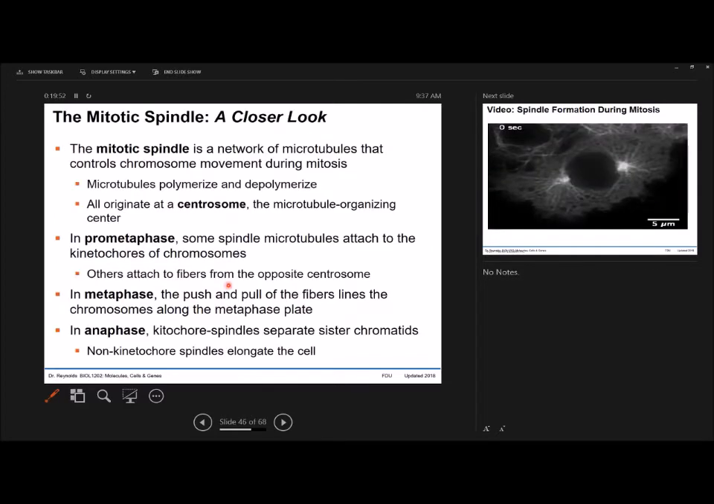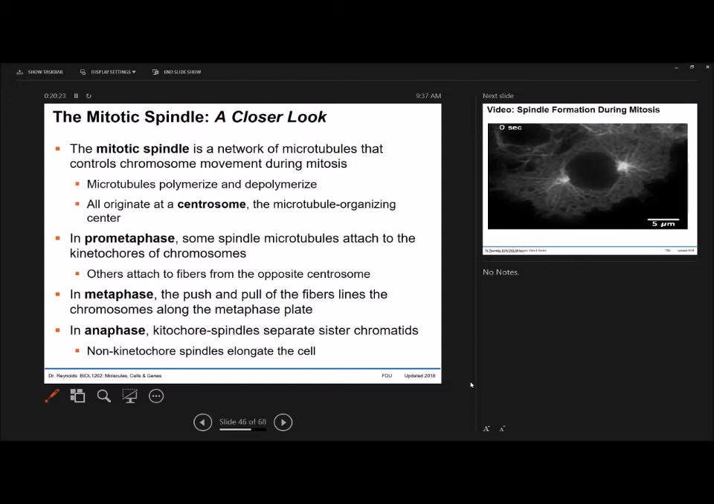All right, so we're going to take a closer look at some of these formations. The mitotic spindle, for example, right? This is that network of microtubules. They originate at centrosomes. Those centrosomes got duplicated during S phase at the same time that we duplicated our DNA. In prometaphase, those spindles actually attach to the kinetochores of centromeres. Sometimes they'll also touch others, right?